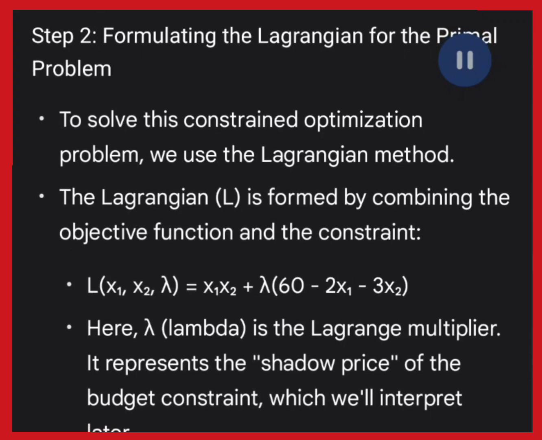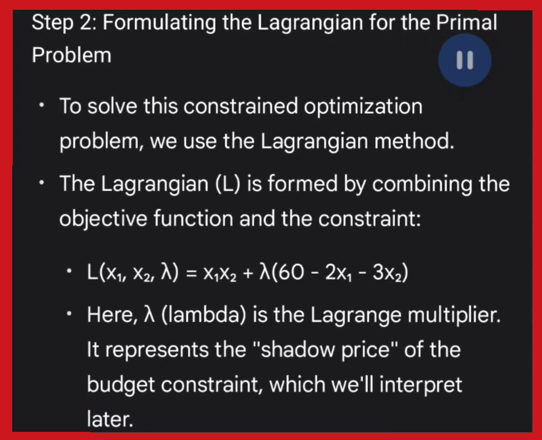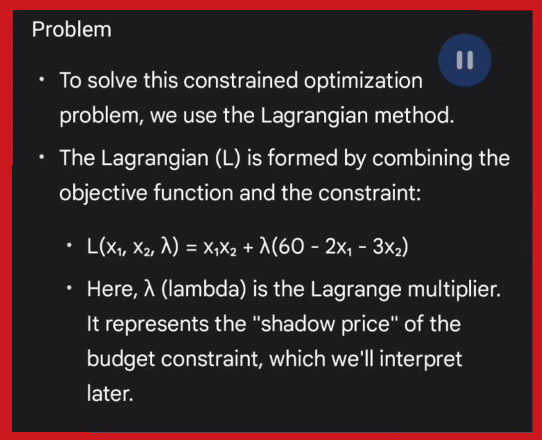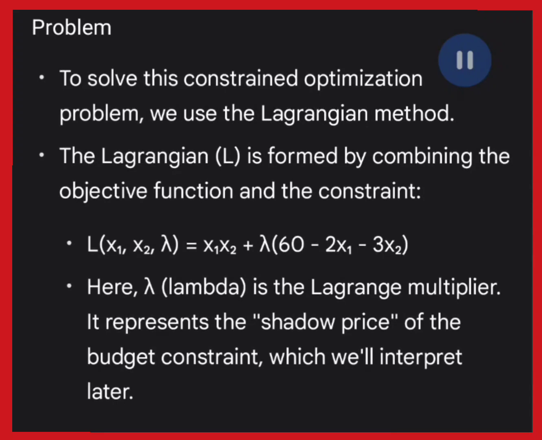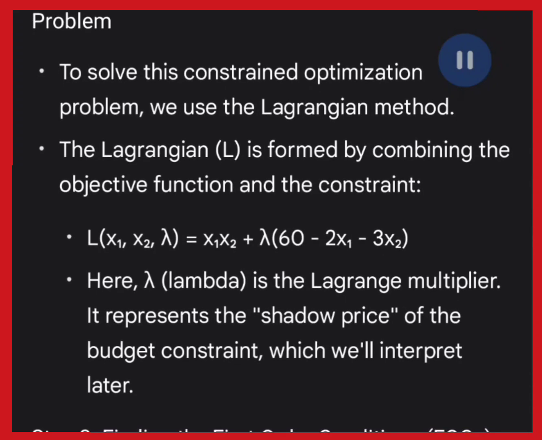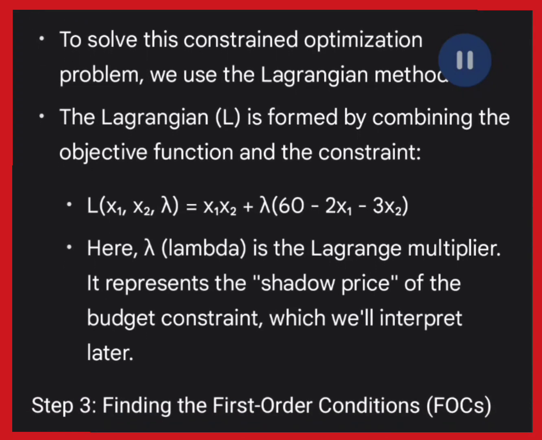Step 2. Formulating the Lagrangian for the primal problem. To solve this constrained optimization problem, we use the Lagrangian method. The Lagrangian L is formed by combining the objective function and the constraint. L(x₁, x₂, λ) = x₁x₂ + λ(60 − 2x₁ − 3x₂). Here, λ is the Lagrange multiplier. It represents the shadow price of the budget constraint, which we'll interpret later.